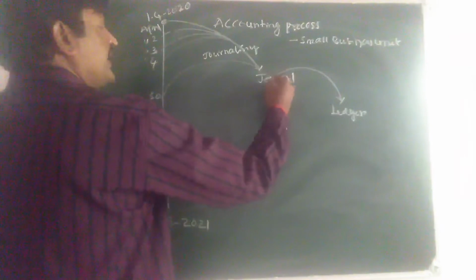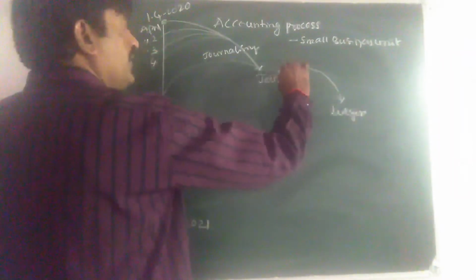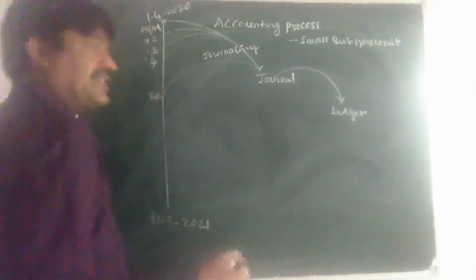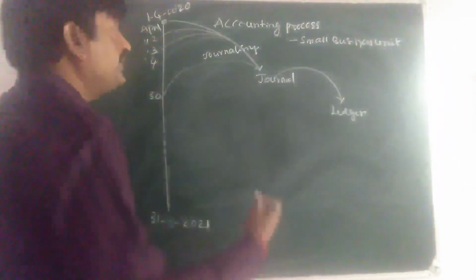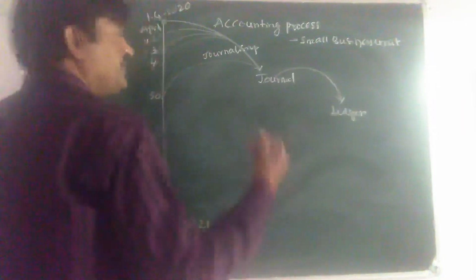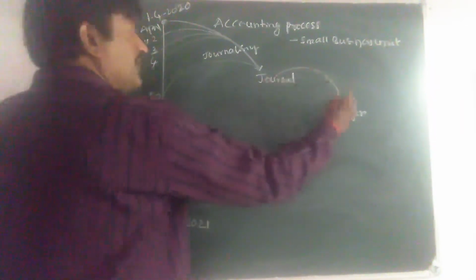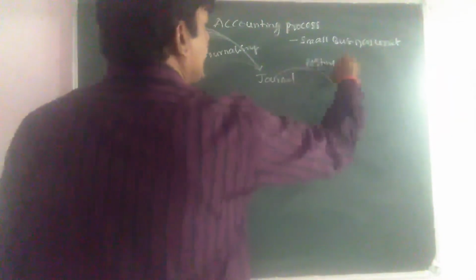You can shift the transaction daily. After completion of every day, you can shift the transactions from journal to ledger, or once in a week, or once in 15 days, or once in a month. The process of shifting the transactions from journal to ledger is called posting.